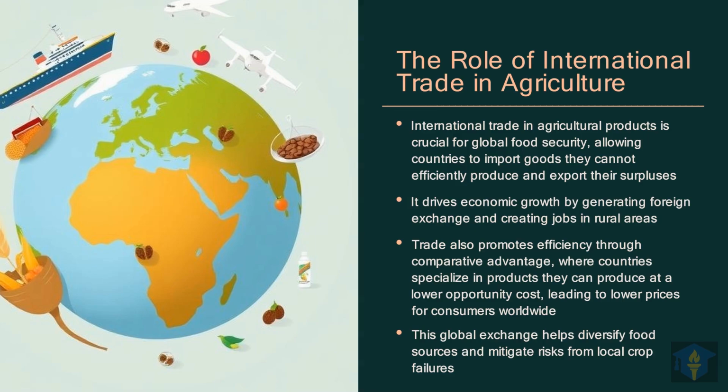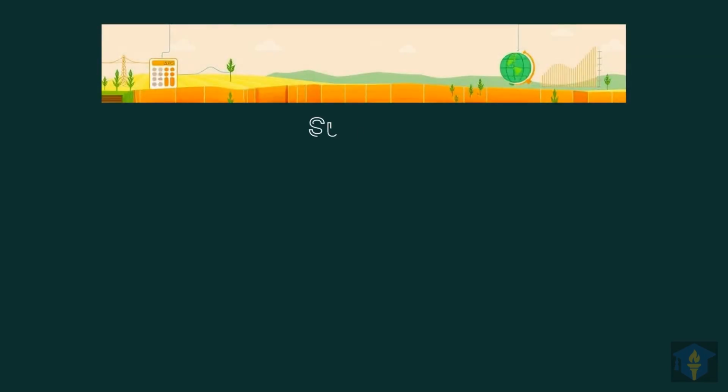Trade promotes efficiency through comparative advantage, where countries specialize in products they can produce at lower opportunity costs, leading to lower consumer prices worldwide. This global exchange helps diversify food sources and reduces risks from local crop failures and production disruptions. Let's summarize the key takeaways from our discussion on agribusiness management.